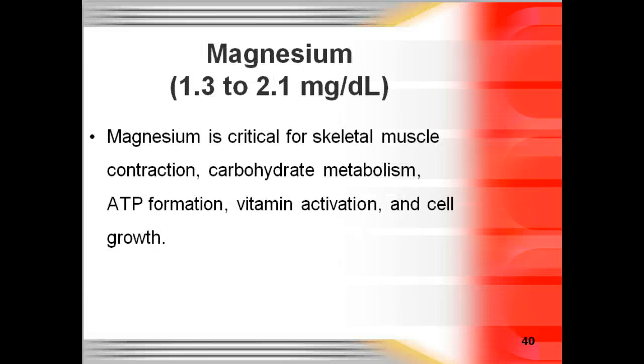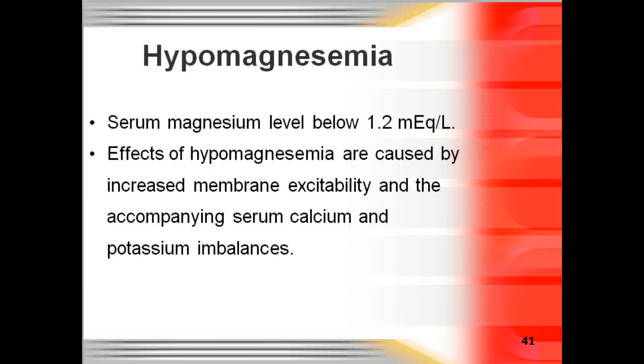Okay, the next one is magnesium. Magnesium is 1.3 to 2.1 milligrams per deciliter. Magnesium is critical for skeletal muscle contraction, carbohydrate metabolism, ATP formation, vitamin activation, and cell growth. Hypomagnesemia is caused by increased membrane excitability and the accompanying serum calcium and potassium imbalances. They really don't go a lot over that.